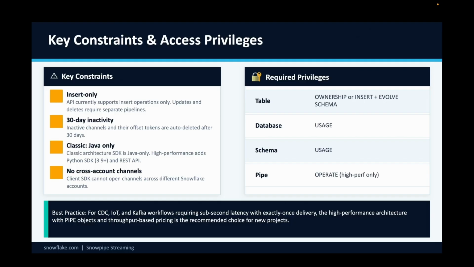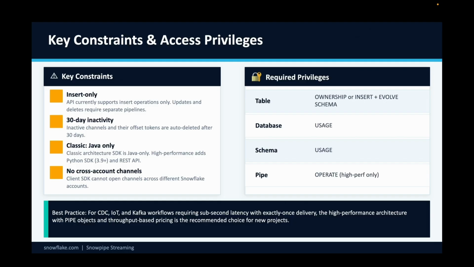Required privileges. The table requires ownership or insert plus evolve schema privileges. The database should have usage privilege for the service account that is loading. The schema should have usage privilege. The pipe object should have operate privilege, for high performance only.